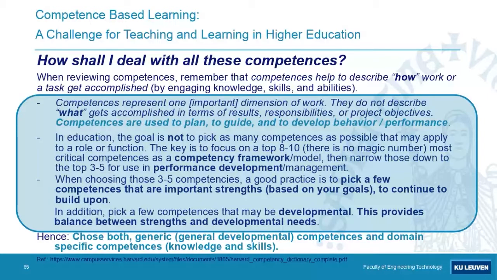And we acquire these competences, these critical or core competences, and that is our competency framework or competency model that we have to set up for each of us. In that competency framework of 8 or 10 competences, we just have to work out 3 to 5 of those competences to bring up our performance in our job. So pick 3 or 5 competences that are important strengths based on the goals that you have as a teacher to continue to build up.